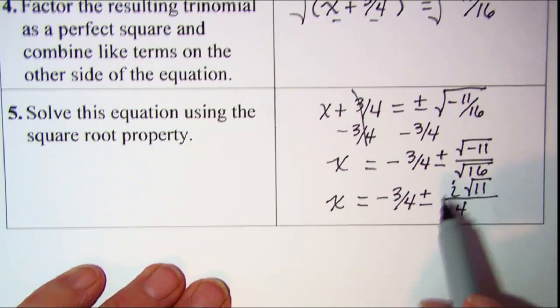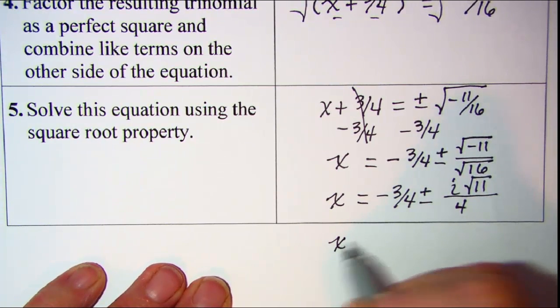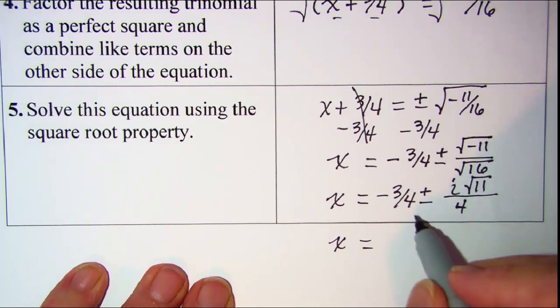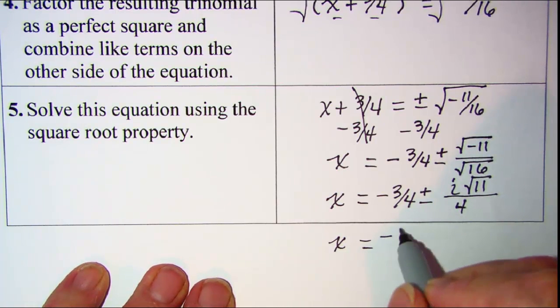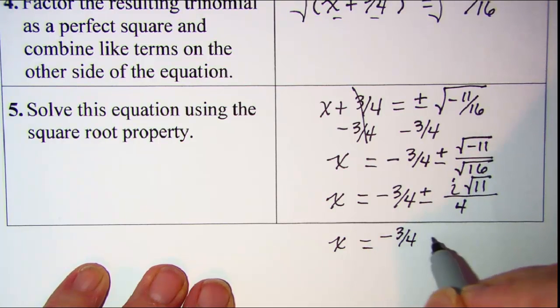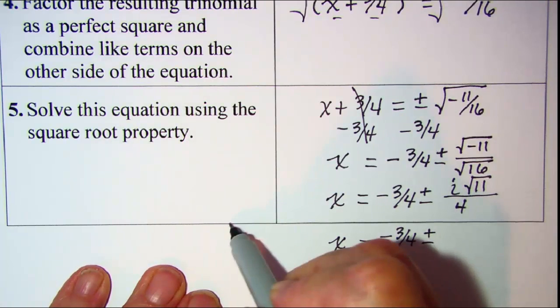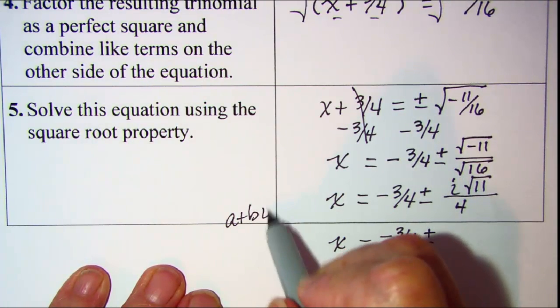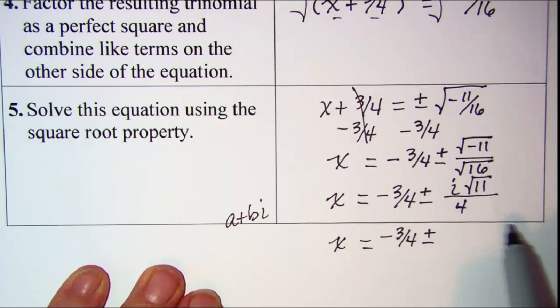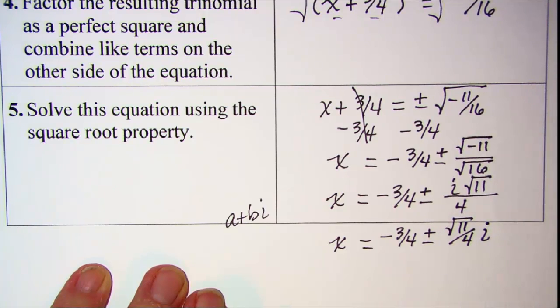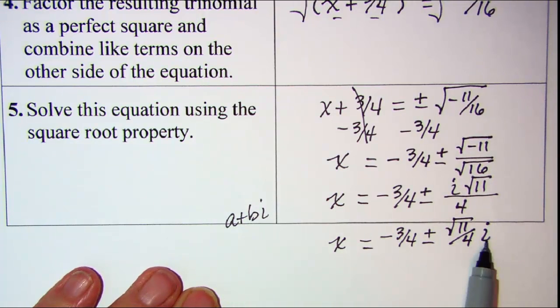Now this is okay. Usually you'll see this written in a plus bi form. So let me do that. This is negative 3/4 plus or minus, and then a plus bi form means I'm going to have my i out in the back. So I have the square root of 11 over 4, and then my i is behind the numerical coefficient.